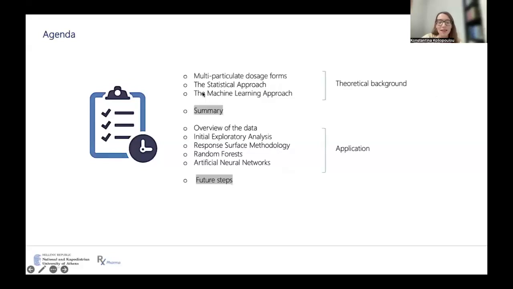So I will begin with a brief theoretical background on our topic. After that, I'll transition to the application aspect, where I will explore how the concepts we've discussed can be implemented in practice.